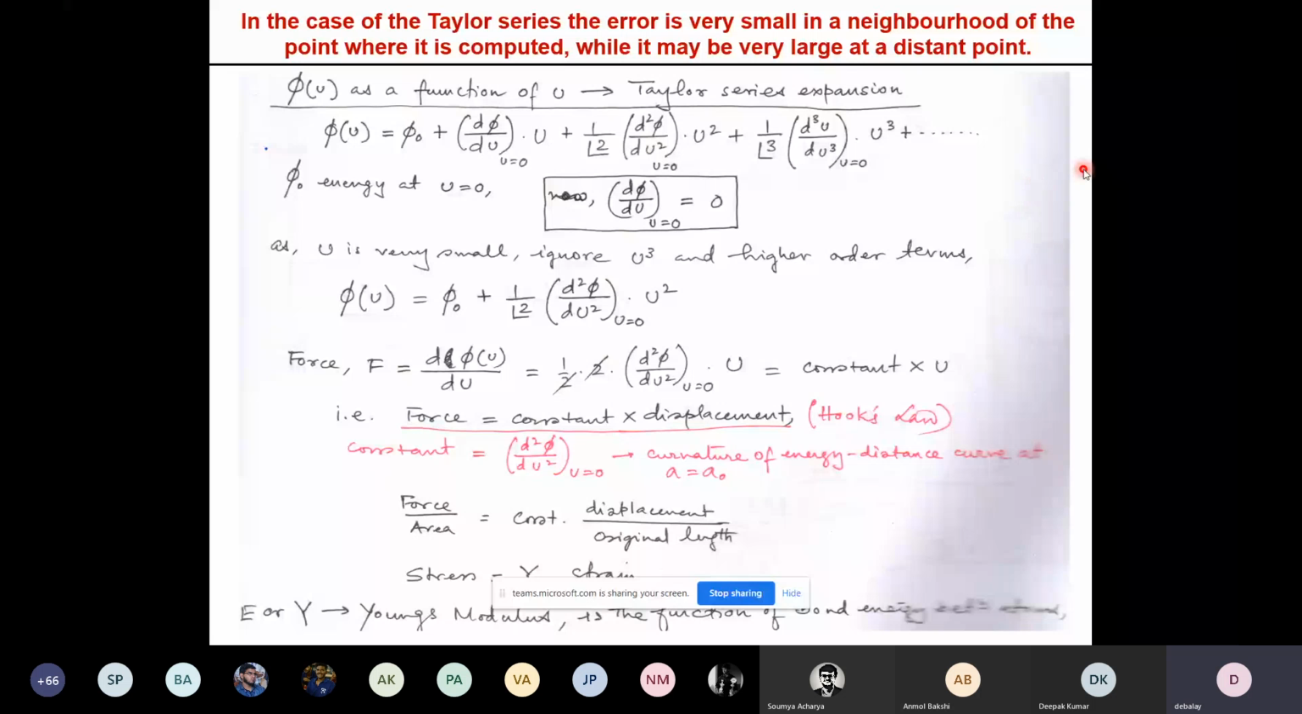And in metal and ceramic, that thing happens. So as a result, you come down to force equals a constant into displacement, and that constant is the curvature. It is basically the curvature of the bond energy distance curve at the equilibrium position, at u equal to 0. So that sets your definition of elastic modulus. It's the curvature of the potential energy versus distance plot at that particular point. So it's a constant.